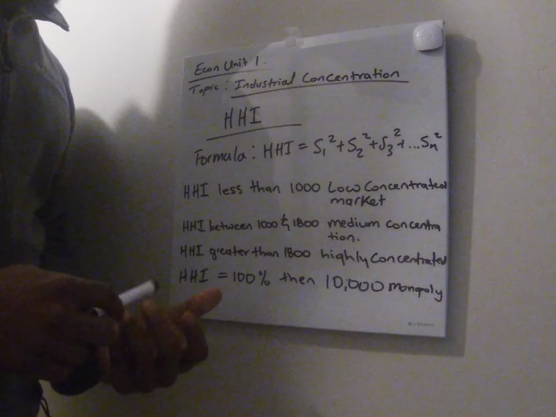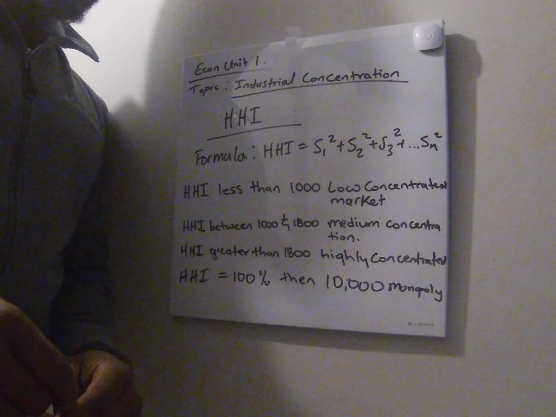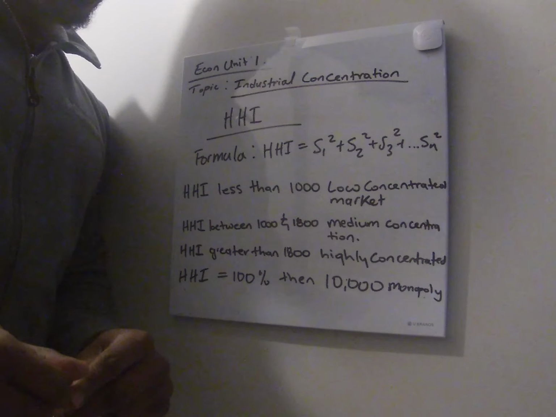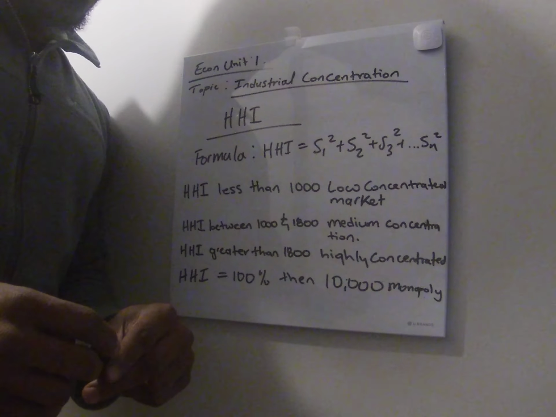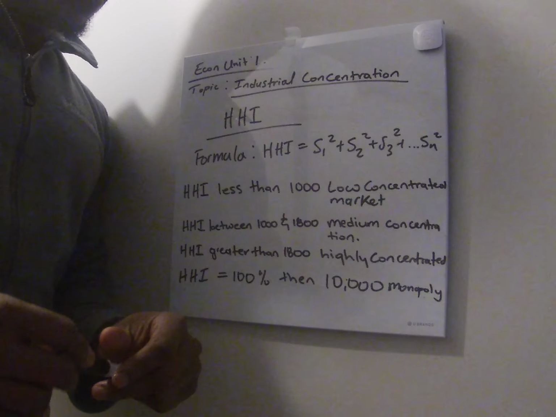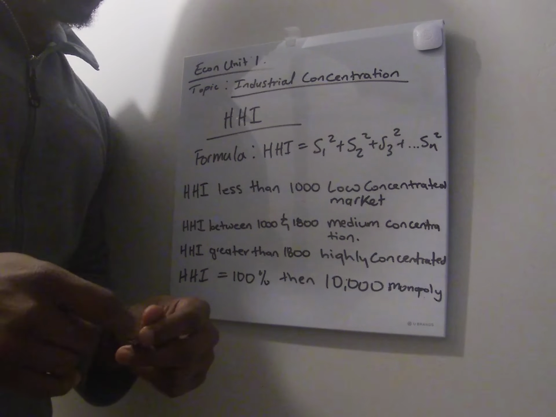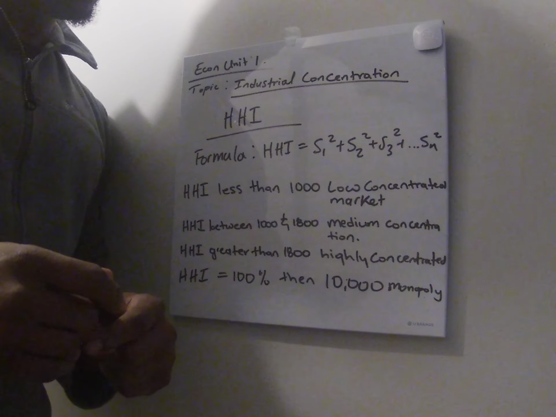For an HHI with 100%, that means there's only one firm existing in that particular industry. Then it would be 10,000, and that would indicate that we're actually working with a monopoly.